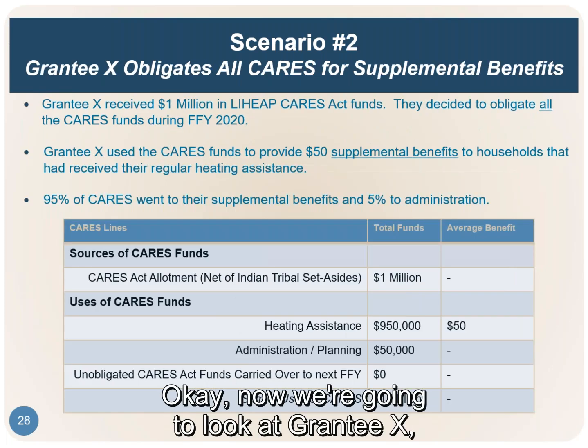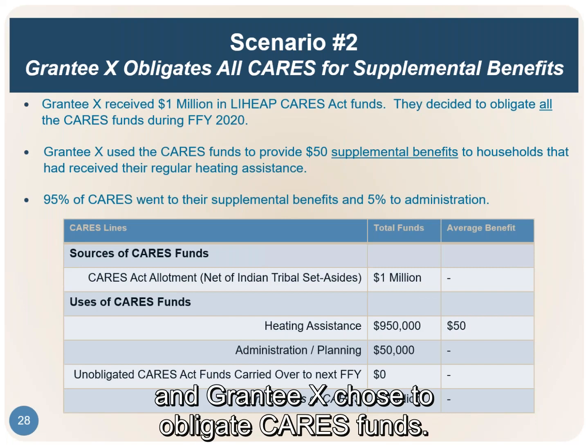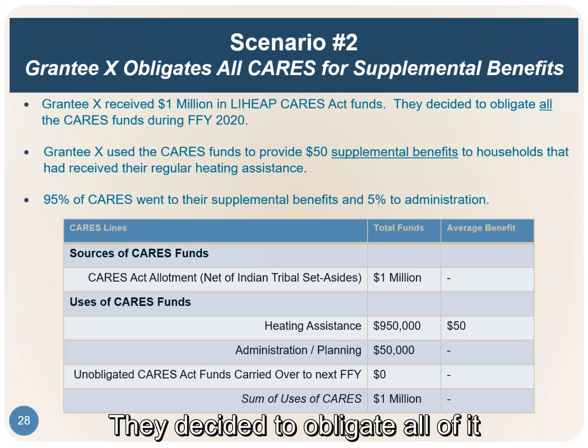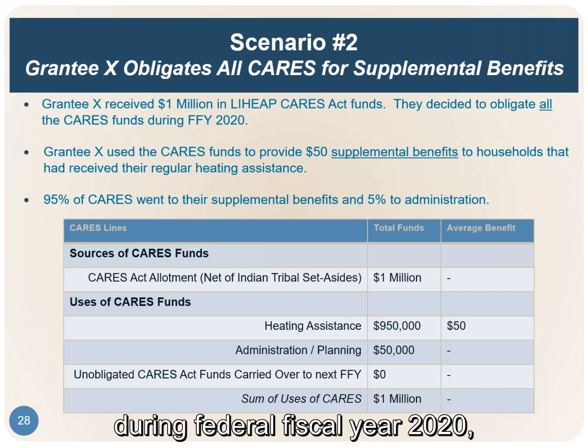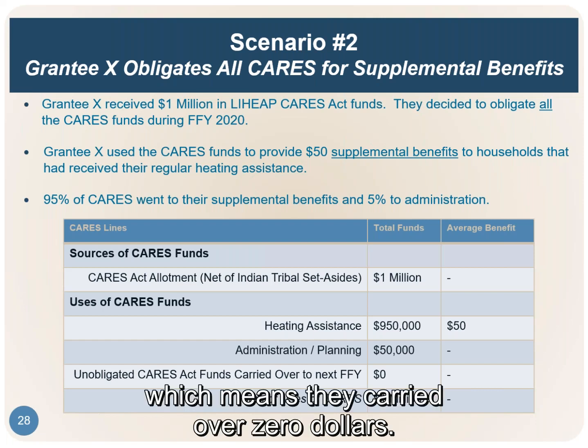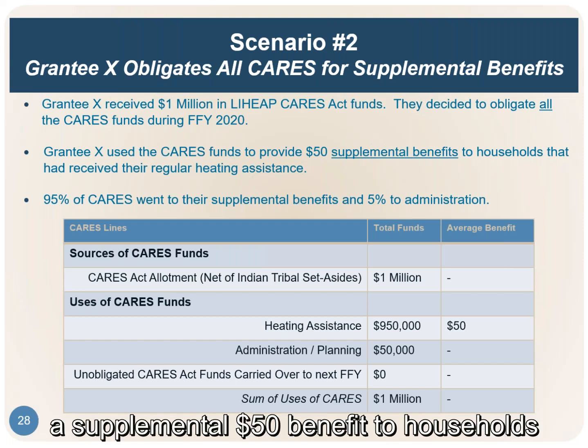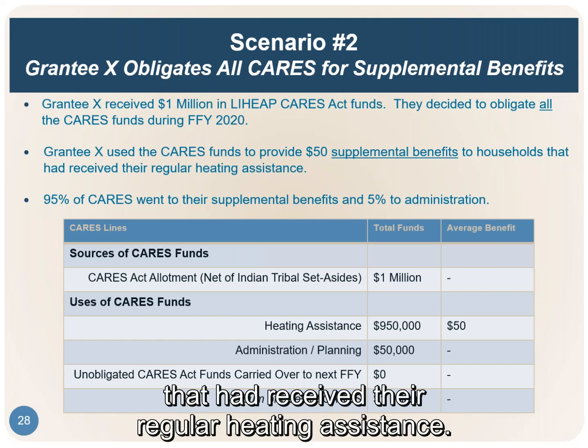Okay, now we're going to look at Grantee X, and Grantee X chose to obligate CARES funds. They also received $1 million in LIHEAP CARES Act funds. They decided to obligate all of it during federal fiscal year 2020, which means they carried over $0. They used their CARES Act funds to provide a supplemental $50 benefit to households that had received their regular heating assistance.